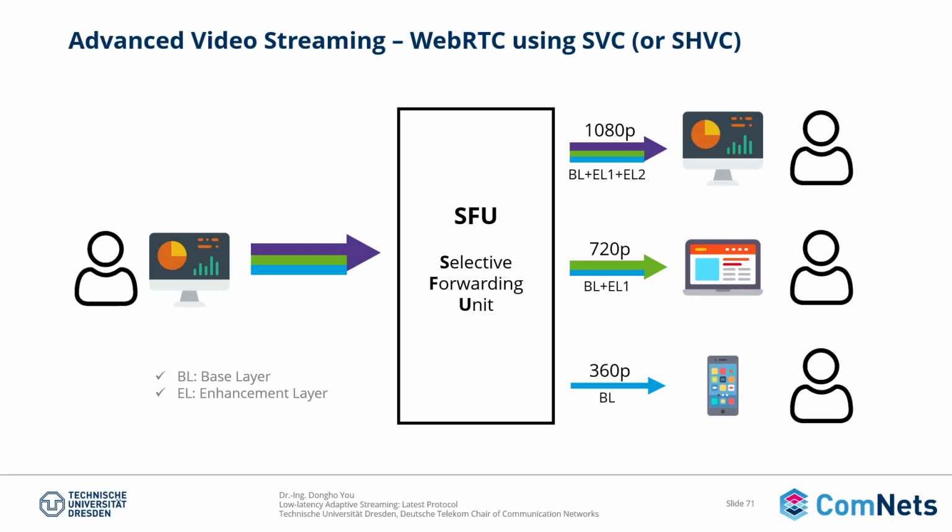So in order to reduce the cost on the sender side, we can use scalable video coding, called SVC or SHVC. The sender sends just one single video stream, but inside there are multiple layers. Usually there is one base layer and multiple enhancement layers. So the SFU decides which layers to forward to the devices.